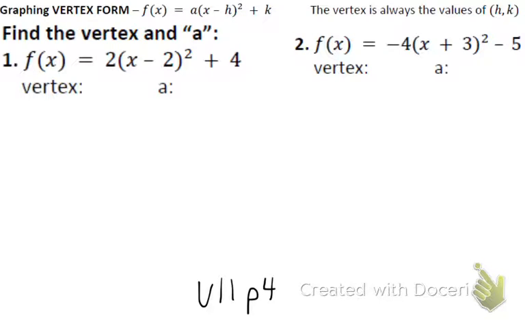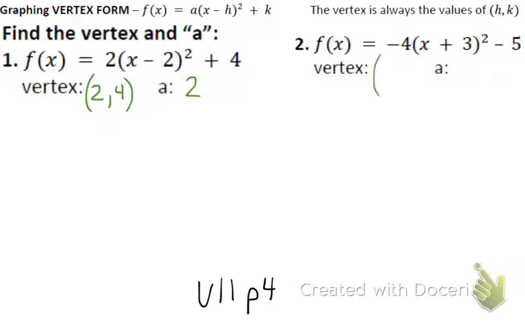Another form of quadratics that we want to look at is vertex form. Vertex form is f of x equals a, and then in parentheses x minus h, close parentheses squared, plus k. hk is your vertex. So on number 1, we've got f of x equals 2. 2 is the a, and then the vertex is the hk. The h is positive 2. Notice that there's a minus in the formula, and then the k is positive 4.